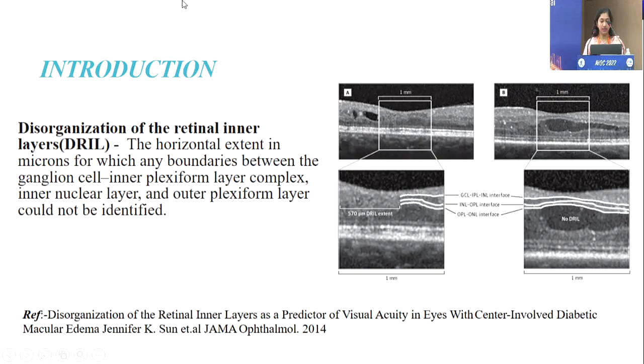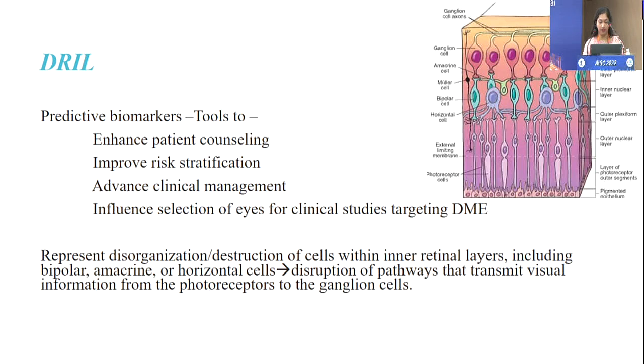My topic of study is to evaluate the association of DRIL with visual acuity in center involving diabetic macular edema. So first of all, what is DRIL? It is disorganization of the inner retinal layers, that is the horizontal extent in microns for which any boundaries between the ganglion cell inner plexiform layer complex, inner nuclear layer and outer plexiform layer could not be identified. DRIL acts as a predictive biomarker, a tool to enhance patient counseling, improve risk stratification, advance clinical management, and influence selection of eyes for clinical studies targeting DME.